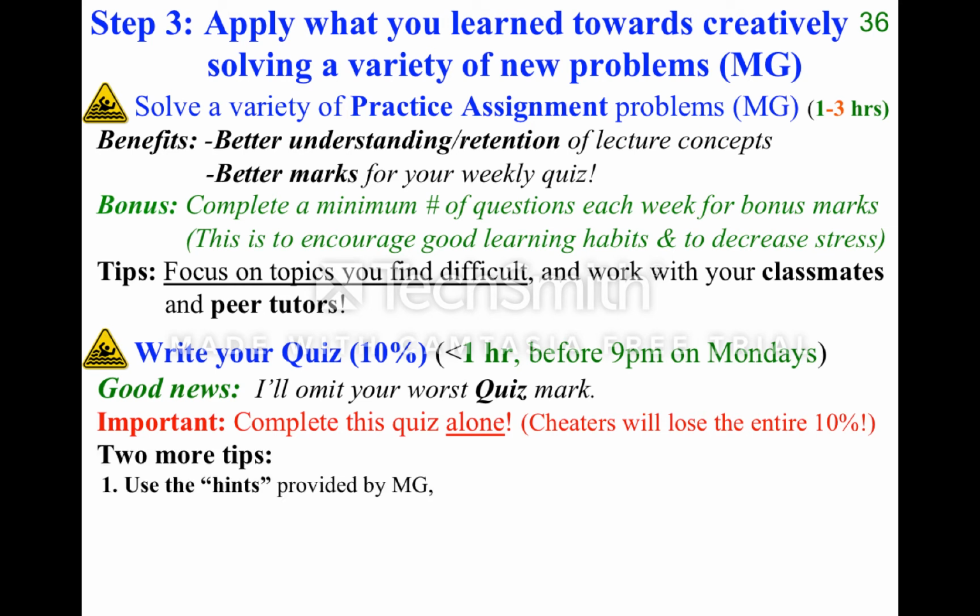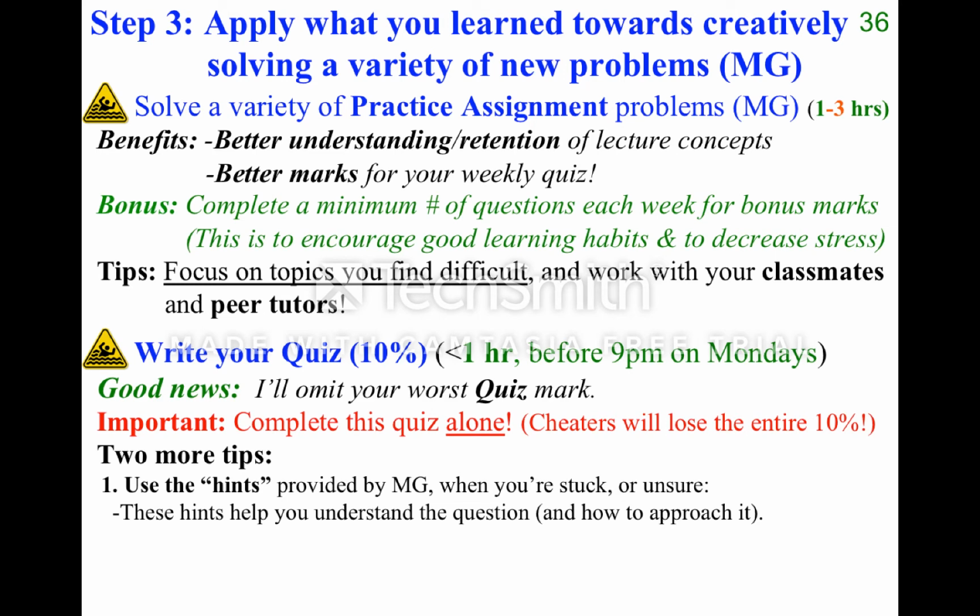A couple more tips, since these quizzes are worth a lot. Number one is use the hints that are provided by Mastering Genetics. So for quite a few questions, there's like 1 to 3 hints that they give you. So anytime you're not sure of what you should be doing, if you're a little bit stuck, go ahead and hit the hints buttons and use them. The hints are made to teach you how to approach the questions. Sometimes I'll give you an example to work through that's similar for you to figure out how to do things. So they're very, very helpful hints.